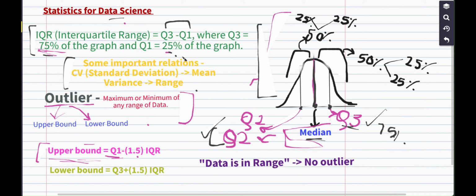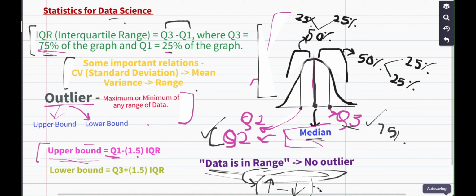So this graph is divided into two parts, 50% and 50%, and that is further divided into 25 and 25, so the total becomes 100. When we have to find the IQR, we simply subtract the 25th percentile of the graph from the 75th percentile of the graph. So that's the formula of the IQR with Q3 and Q1, where we subtract.